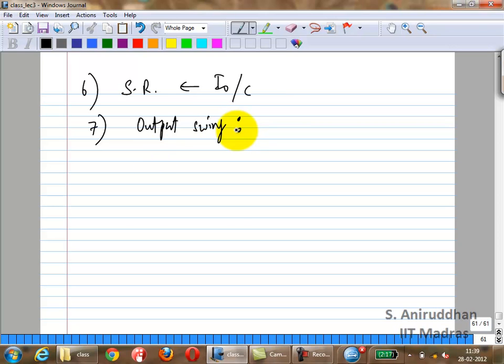Okay, so next thing is the output swing. What do you think the output swing is going to be? Similar to the previous case? More, less? Obviously, we are going to have more number of transistors. We have more number of stacks, so definitely lower.